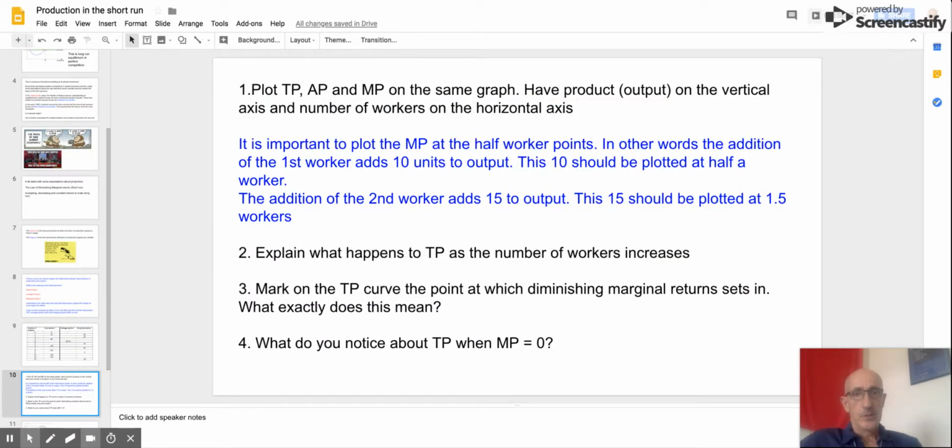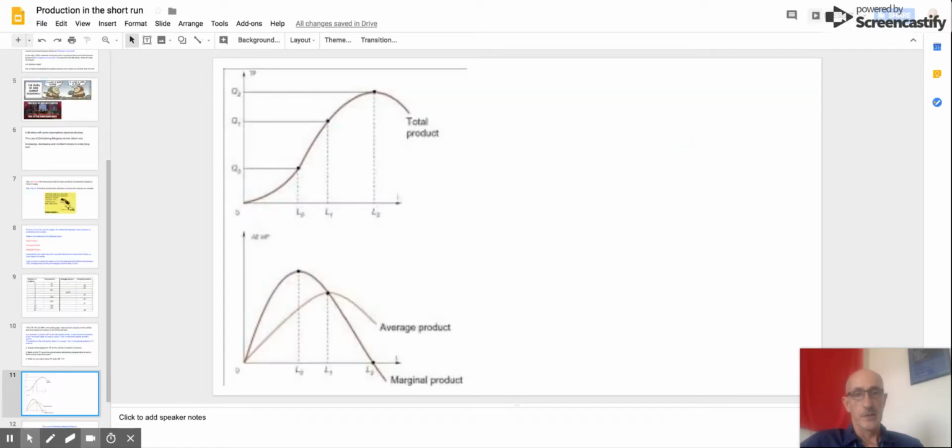If you plot the total product, average product, and marginal product on the same graph, the outcome that you get is going to be something like this. So the idea is that the total product here, as you increase, in this case, the variable factor, let's say labour, and this is a measure of total product or output along the vertical axis. Now the total product curve will look something like this. So what you can see happening is that as you increase the number of workers, output starts to increase. More importantly, it increases at an increasing rate. Then it starts to increase at a decreasing rate, and it eventually starts to fall.